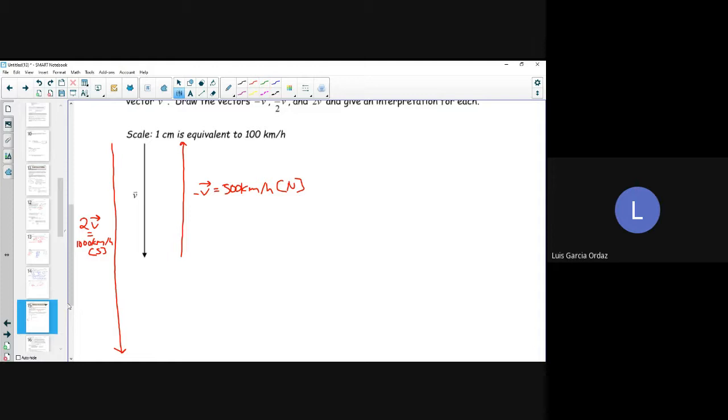And last but not least, I need to do 1/2 of v. So I'm going to start over here, and I'm going to go halfway where my vector v is. So this is vector 1/2 v. So what does vector 1/2 of v give me? Thank you, Ryan. 250 kilometers per hour south.